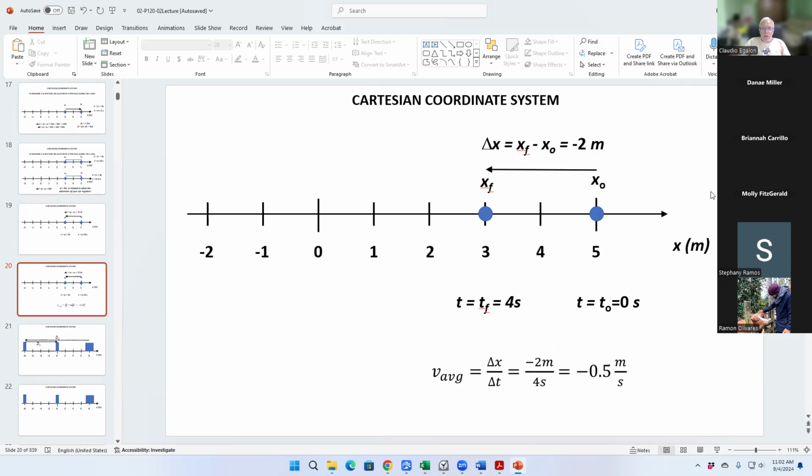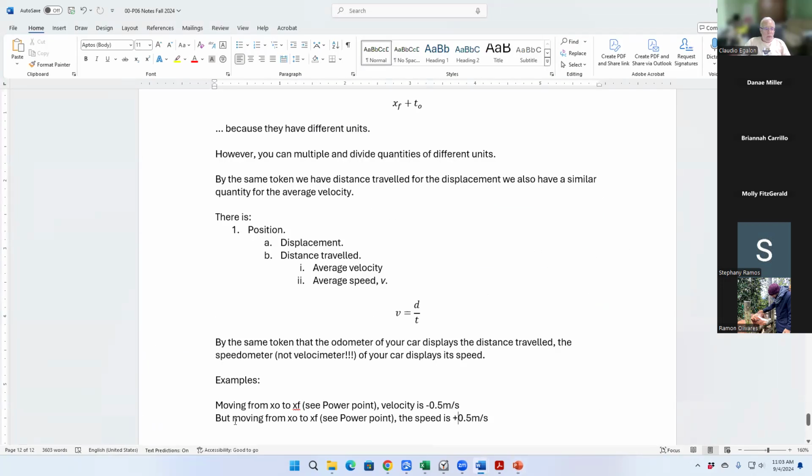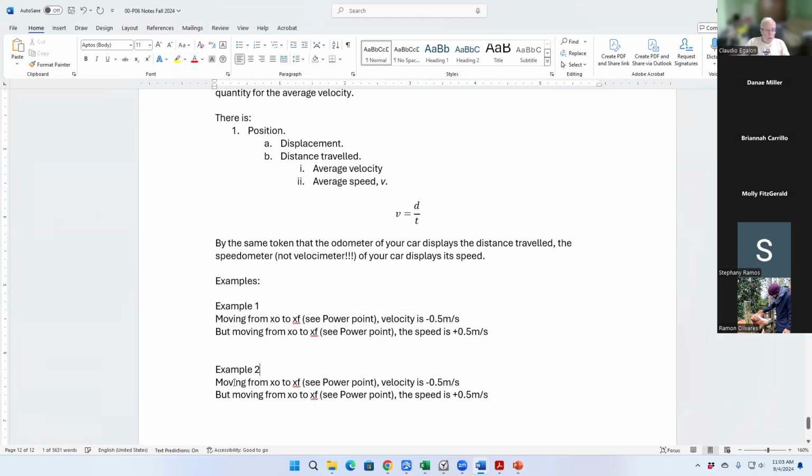Now, what about the next one? Let's take a look at another example, right? This one here, x naught to x1, x1 to xf. Example one. Example two. x naught to x1 and x1 to xf. See PowerPoint.